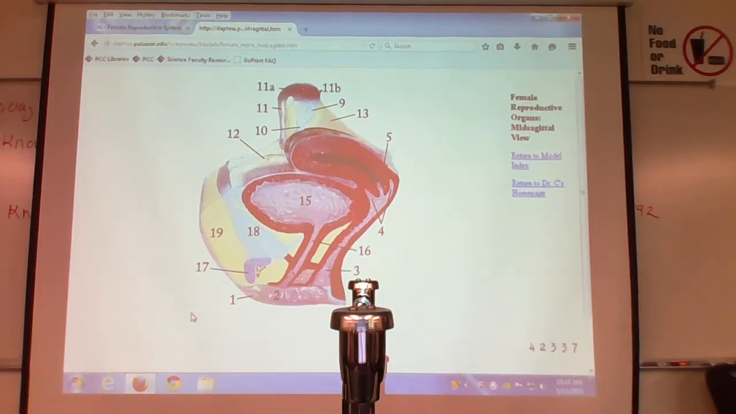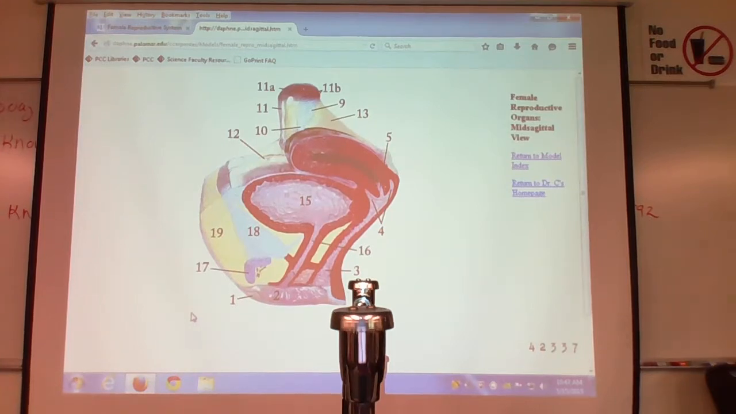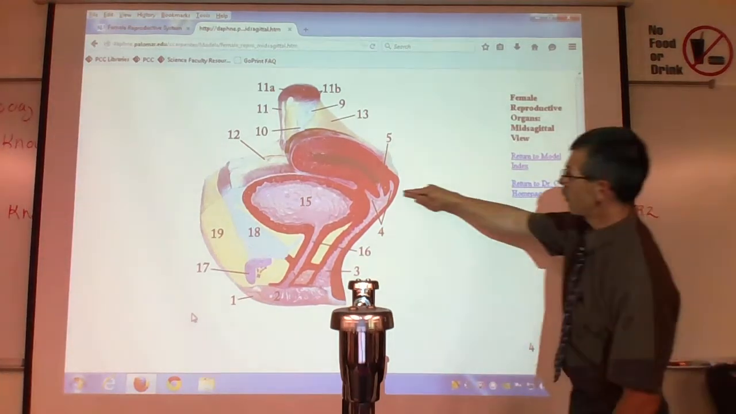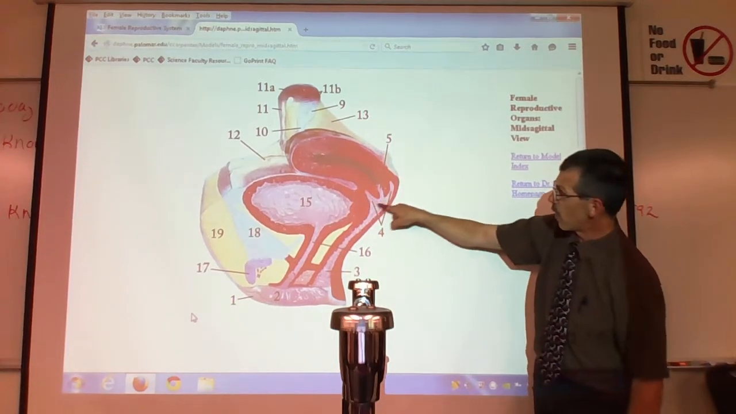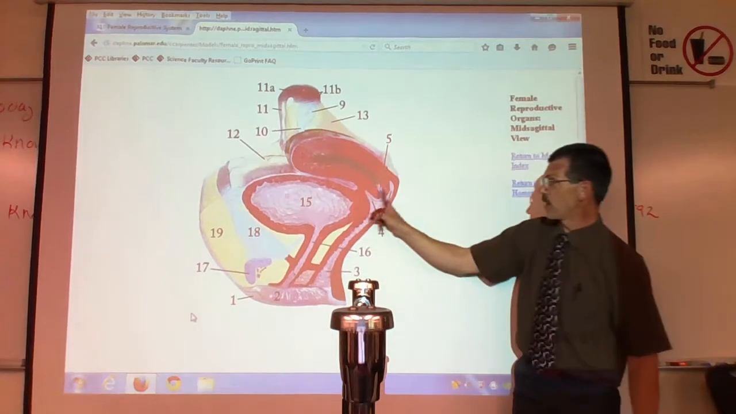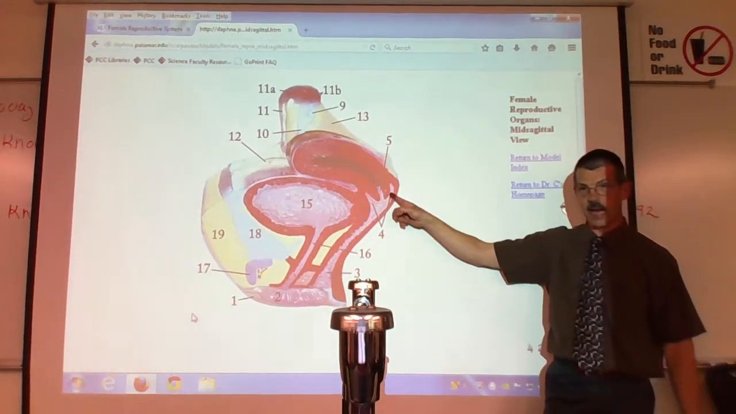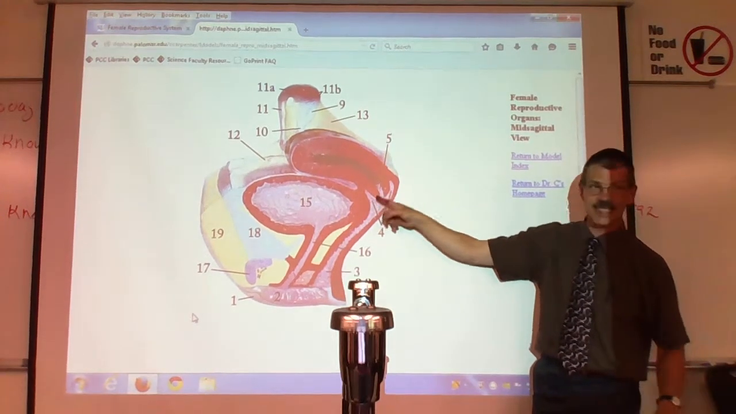So number 4. Birth canal. No. Fornices, or fornix. These are little V's. Your cervix makes a cup that sticks down, and that's the ring around the cervix. So this one's in the front, so anterior. This one's in the back, so posterior. The laterals will be on the side. You have to flip somebody around to see them. But these are the fornices.